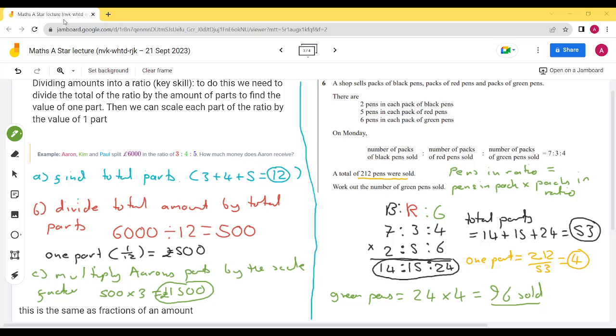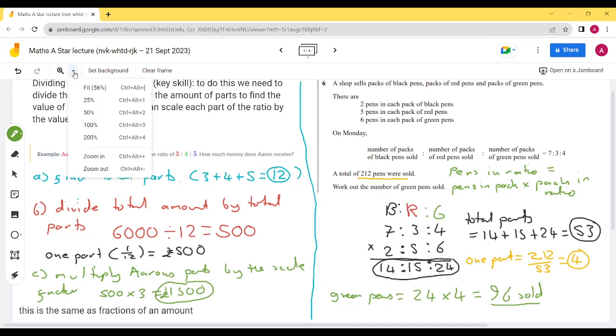Oh, right. Just give me a second to copy, and then I'll see if I can make it any bigger, just in case you're struggling to read a question.